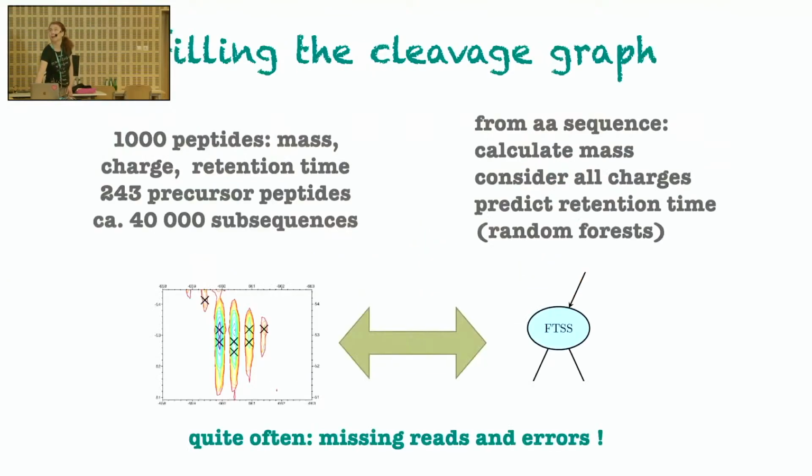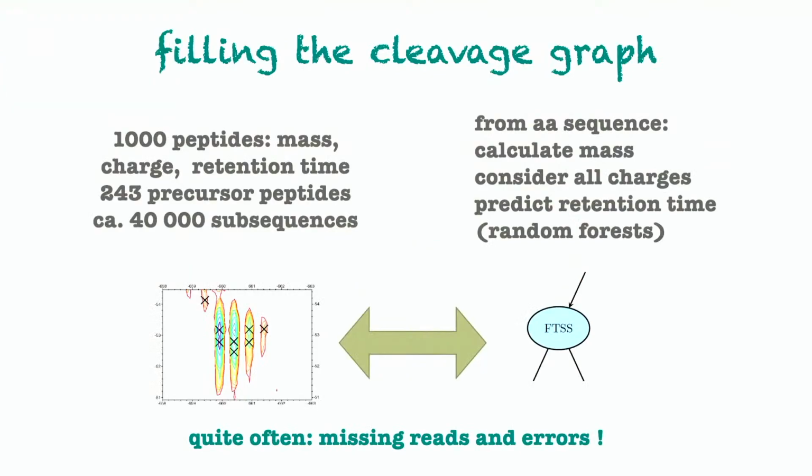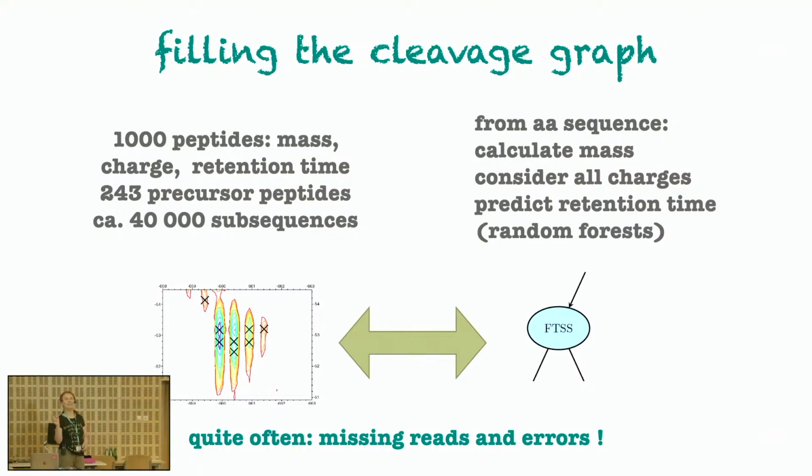Okay, so we already have the Markov chain describing the flow of particles, and we have cleavage graphs constructed for real data. It means we start with 200 precursors and we generate all possible substrings. It was like 40,000. The size of the graph is huge. But now we want to put real data into this graph. And it's not so trivial, because from the amino acid sequence, it's very easy to calculate the mass, because we know how much an amino acid weighs. So we can sum and have the mass of the given peptide.